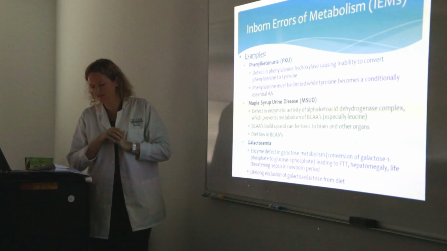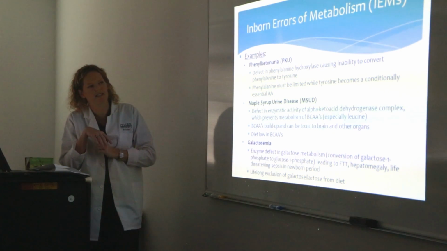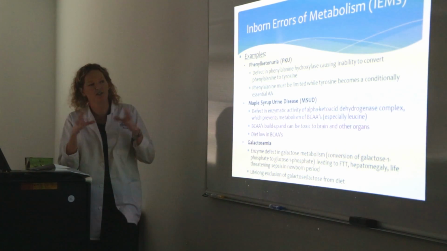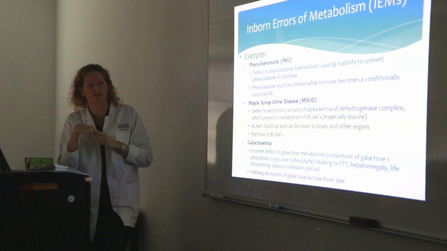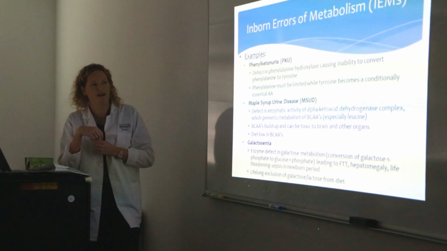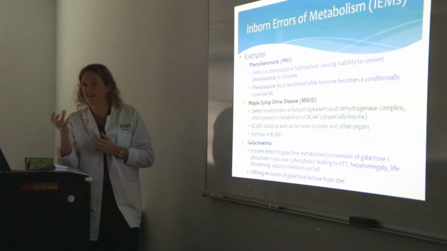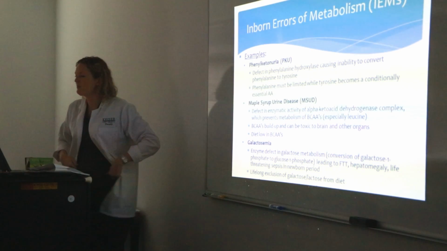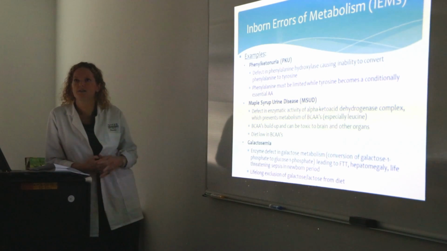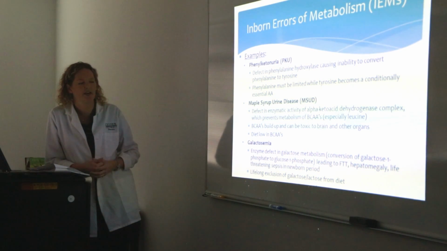Maple syrup urine disease. This involves a defect in the activity of the alpha ketoacid dehydrogenase enzyme complex. That prevents the metabolism of the branched chain amino acids: leucine, isoleucine, valine. Particularly, there seems to be more of a problem with the leucine than the other two. So the branched chains can build up and become toxic to the brain and other organs. So they're going to need a diet low in the branched chain amino acids, which again is difficult because those are in most foods with protein. They're going to be on one of those metabolic formulas also, that's not going to have the branched chain amino acids.